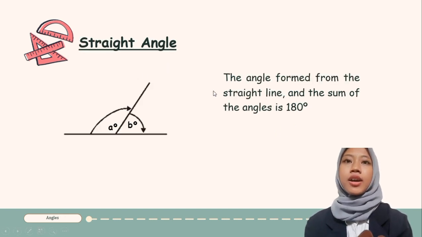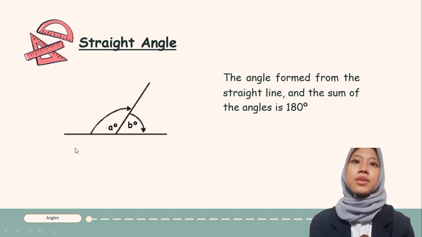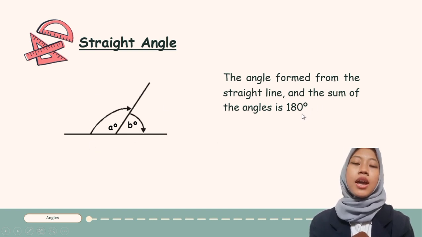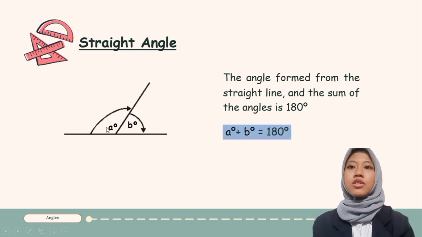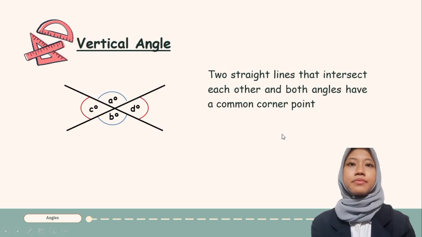The second, straight angle. The straight angle is formed from the straight line in here, and the sum of the angles is 180 degrees. Look at this figure. So the formula of a straight angle is A degree plus B degree equals 180 degrees.